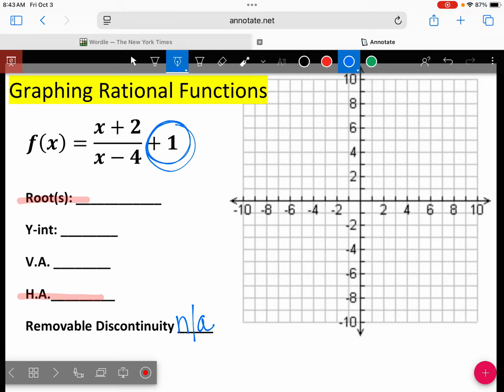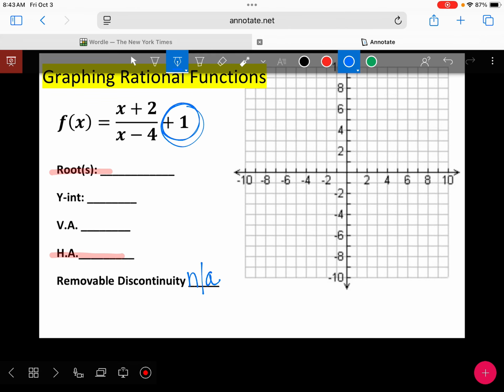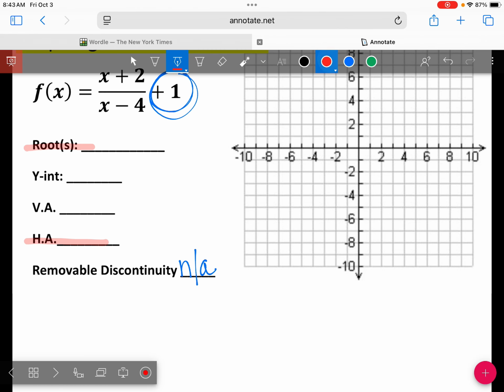So normally for the roots, we would look at the numerator, but we can't do that this time. And I think I did one in the video yesterday. When it's this way, we have to set y equal to 0 and solve it. So to find the roots, I'm gonna set it equal to 0, and I have to just solve it like a regular equation.